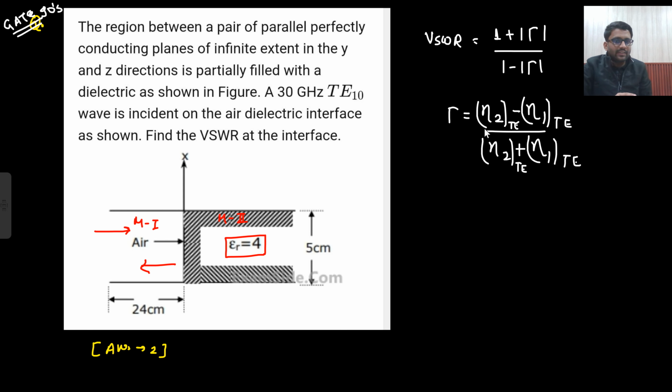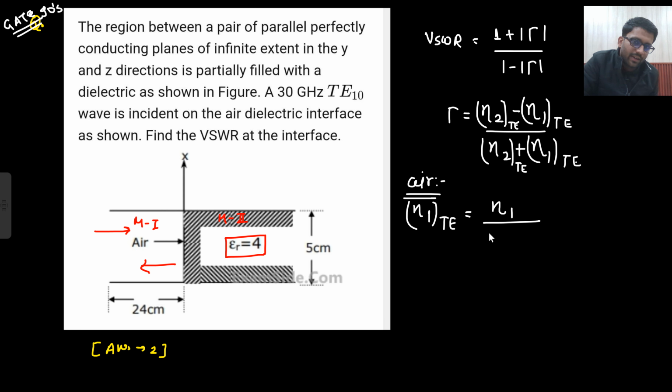So here you will not say, sir, eta 1 for air is 120 pi. That answer will be wrong. The value of eta 1 will not be 120 pi. Why is that so? Because some other factor will also come. So let's write down the value of eta 1 TE. That is for air. That is equivalent to eta 1 upon the square root of 1 minus (fc/f) squared. Now here fc will also be different.